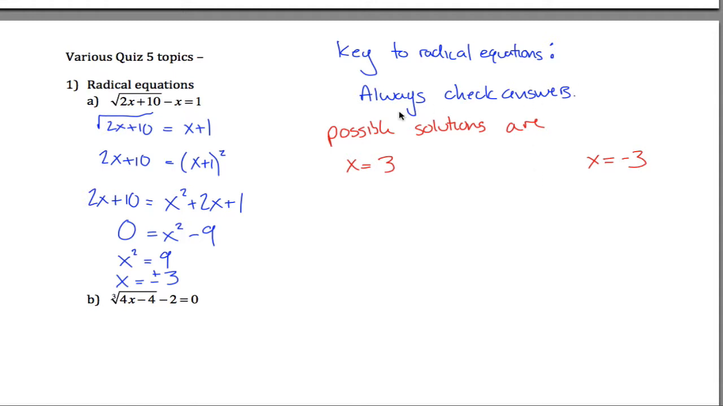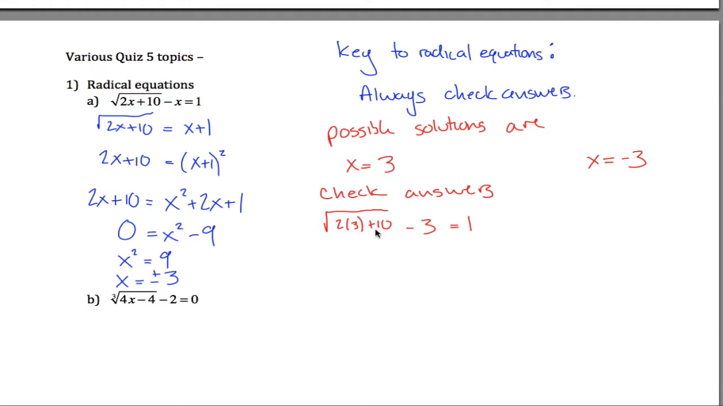We have to check our answers, not because we made a mistake, but because it's a radical equation. The way you check them, plug them back into your original equation. You might be able to do it in your head, but I'll write it all out. If I plug in 3 everywhere I see an x, I get the square root of 2 times 3 plus 10 minus 3 equals 1. Is this true? If so, this is an answer. If not, this is not an answer.